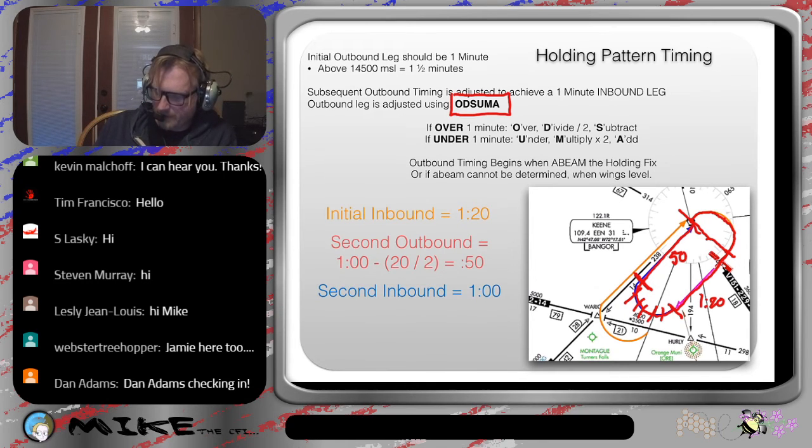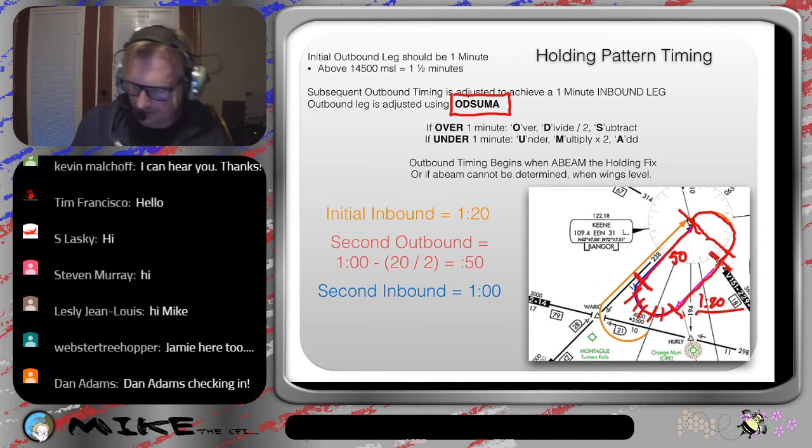And then we would time our next inbound leg, see what that time ended up, and any further adjustments that we would make would be relative to the minute and 20 seconds. And you just keep adjusting until you finally figure out what outbound timing you need to achieve a 1 minute inbound leg. But that's our goal, is to achieve a 1 minute inbound leg.